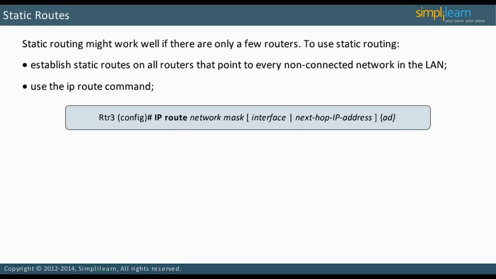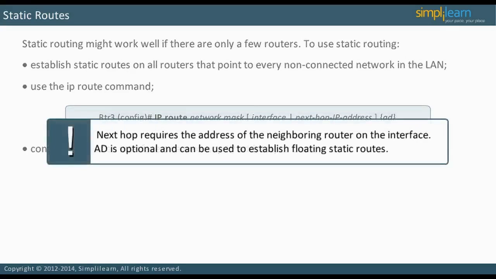Use the ip route command. Configure either an interface or a next hop IP address, or both. For an interface, use the outgoing interface on this router. Next hop requires the address of the neighboring router on the interface. AD is optional. It can be used to establish a floating static route.